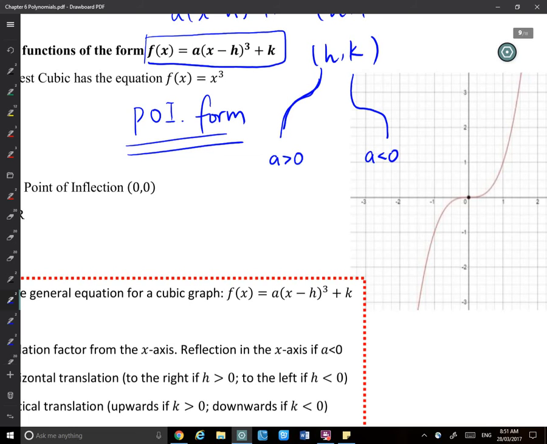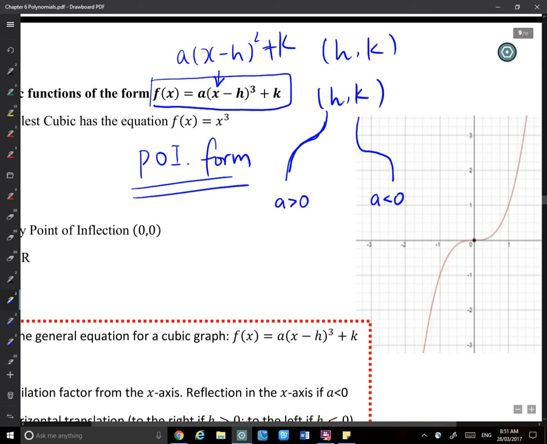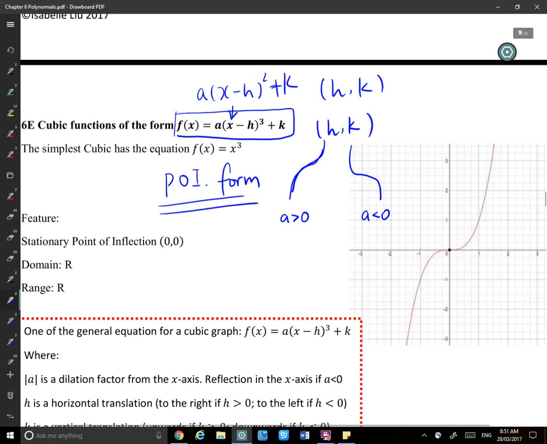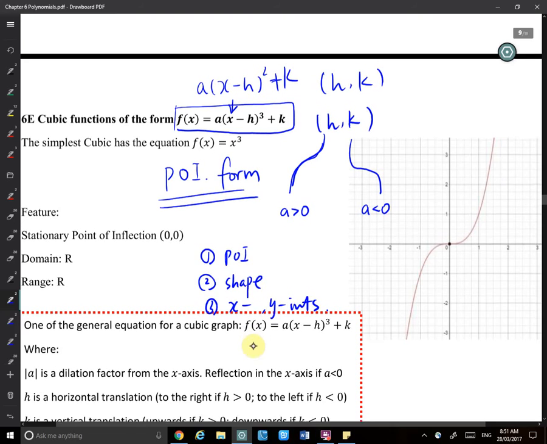For those two shapes, remember the x in the bracket must be positive. If it's negative, this equation does not work. You must take the negative out first and then sketch the graph. So make sure the form looks exactly like this. In the bracket, it can only be 1x minus some number, cubed. After that, we'll think about one, the point of inflection, second, the shape, and number 3 will be the x and y intercepts.